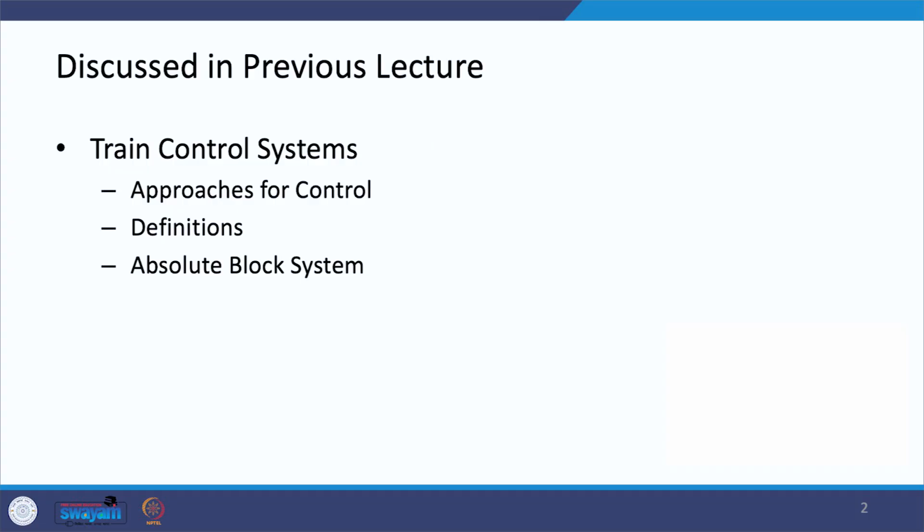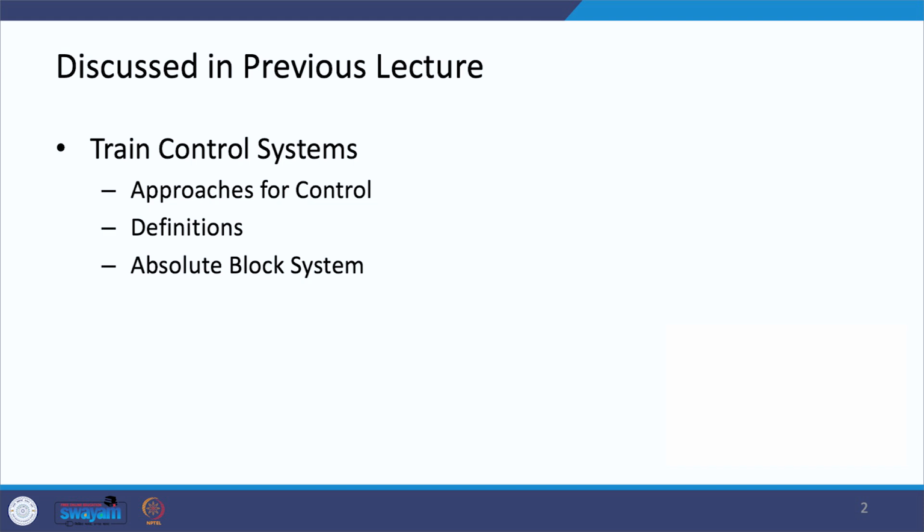Dear students and the participants of the course on railway engineering. In this lecture, we are going to continue with the rail control systems. In the train control systems, we have already talked about the various approaches which can be used for the control of the trains on the tracks. Then the related definitions were discussed, and then finally in the previous lecture we talked about the absolute block system.